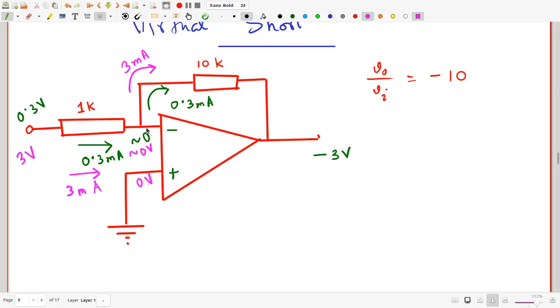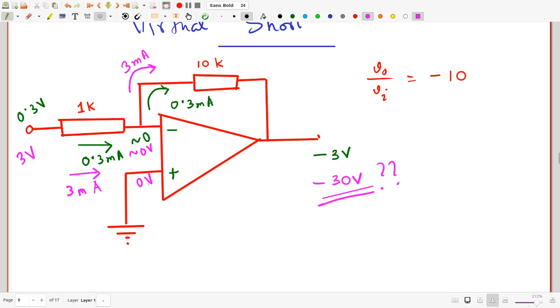So now 3 milliamperes is flowing through 10 kilo ohms, and if you just follow Ohm's law, you are going to get a drop of 30 volts, which means according to our very simple calculations here, the output of the op-amp for this inverting amplifier circuit should be minus 30 volts.